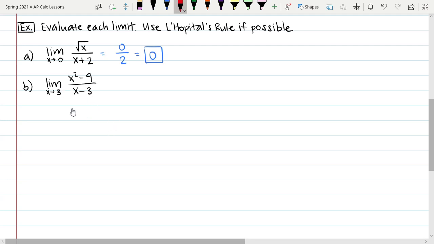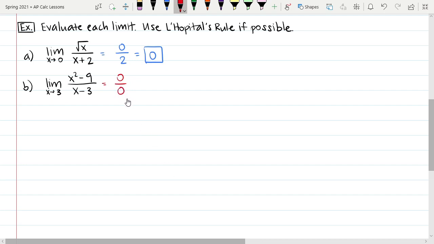All right, next one. This one should look familiar. This is the one that I just refreshed your memory with in the very beginning. Remember, we already knew that the answer was going to be 6, but let's just look at what happens now. So we have the limit as x approaches 3 of x squared minus 9 over x minus 3. Again, if I were to use direct substitution, I do get 0 over 0, which is my indeterminate form.